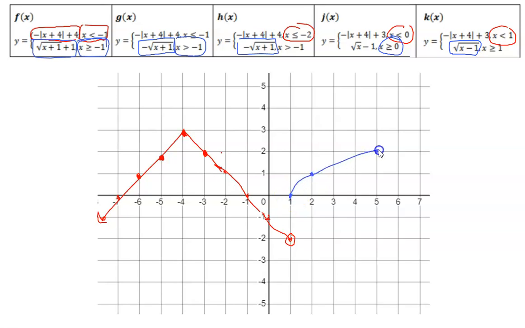And then we can go ahead and sketch that off, a sideways parabola. And our subdomain is x is greater than or equal to 1. So the equals is inclusive. That makes this endpoint a closed circle. And that would be our graph for k of x.